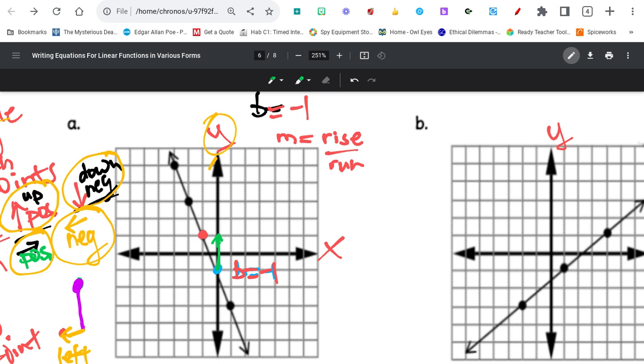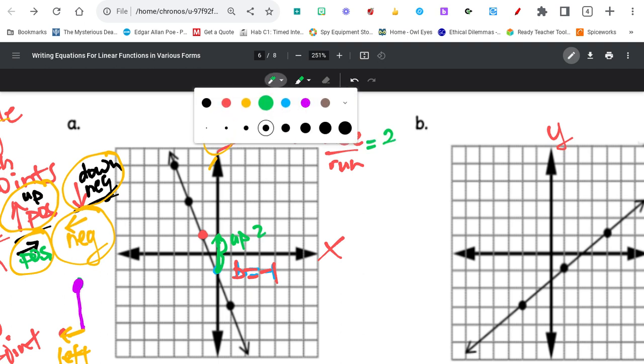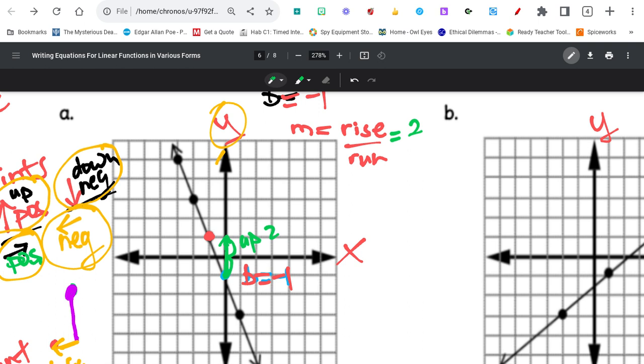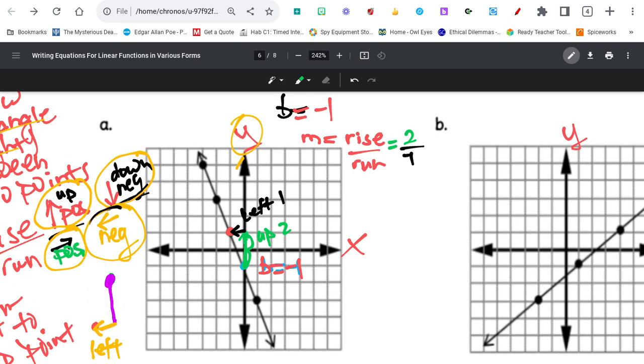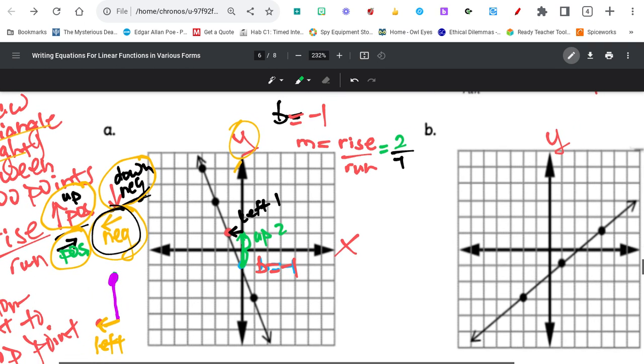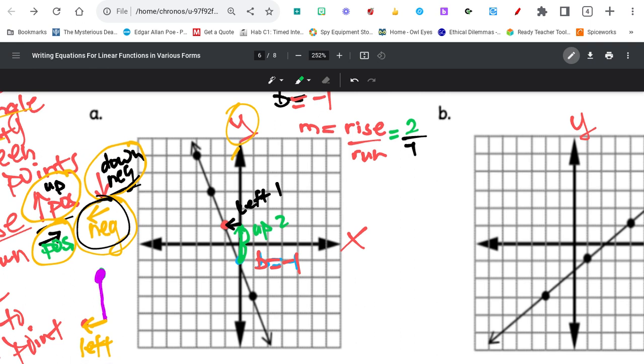So that's a rise of 1, 2, 1, 2. That's up 2, so that's positive because it's up. And then to get to the red dot, I would have to turn and go to the left. So I go to the left, but that's left 1. Left 1 is a -1. Remember, if you went left, it was negative on the run, okay? So the slope simplified is just -2.